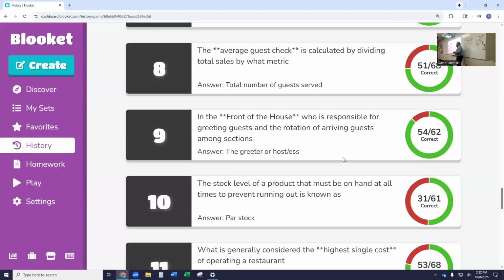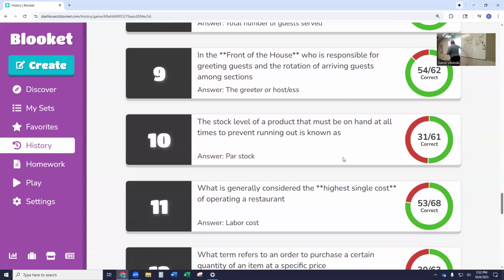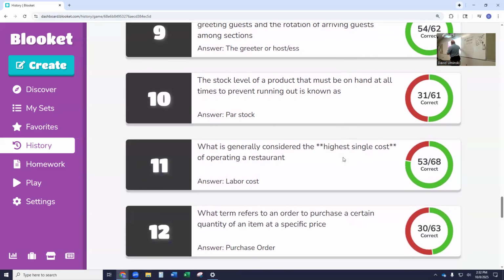And so we have to know, we have to do those things. We have to work with our staff. And so if we notice that our average check prices are dropping, maybe there's a reason why that is. We got that one correct. Excellent. Par stock, we'll talk about in cost control, but there's a certain amount of minimum product we have to have on hand in order to operate.